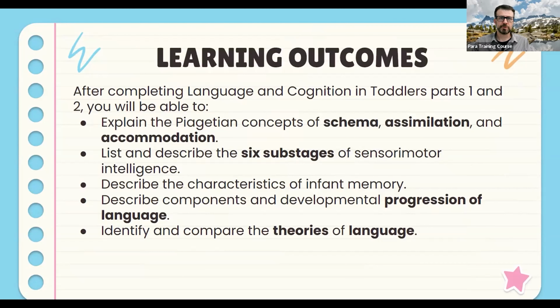By the end of unit 3, these are the learning outcomes that are desired. You should be able to explain the Piagetian concepts of schema, assimilation, and accommodation. We'll talk about all of those today. In the future, we'll talk about the 6 sub-stages of sensorimotor intelligence. You should be able to describe those in the future.